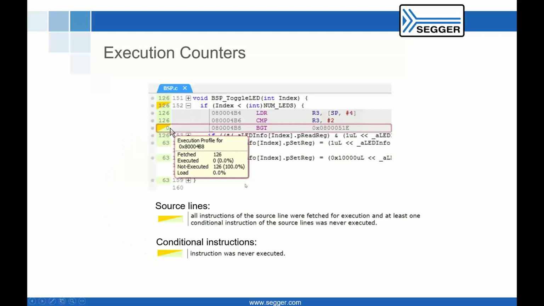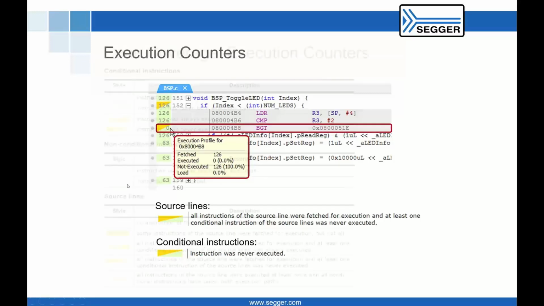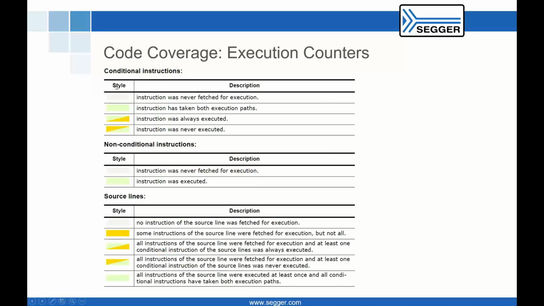And then also, Ozone offers those execution profiles. If you hover with your mouse over any line of code, you get this execution profile. For this particular line, we can see it was fetched 126 times, but this instruction was never executed. So it was executed 0 times and not executed 126 times. And then essentially there's other color coding for other cases that you would find in the user guide. So I just highlighted a couple of them.